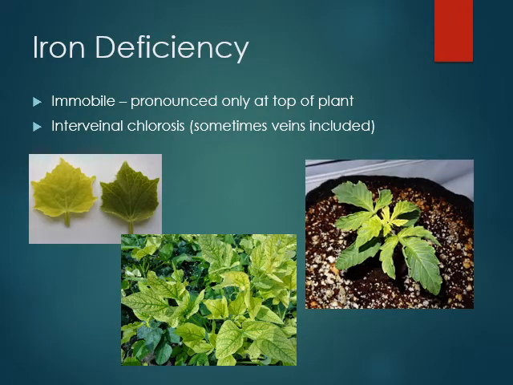Iron deficiency, again, we've talked so much about this, but I'm going to drive it home because you need to know this. It's got to be right on the tip of your tongue the second you see it, right? We know it's immobile, so it presents at the top of the plant. We know that it's general chlorosis. It can also be intervenal chlorosis like here, or just general chlorotic tissues like in a cucumber apical meristem.